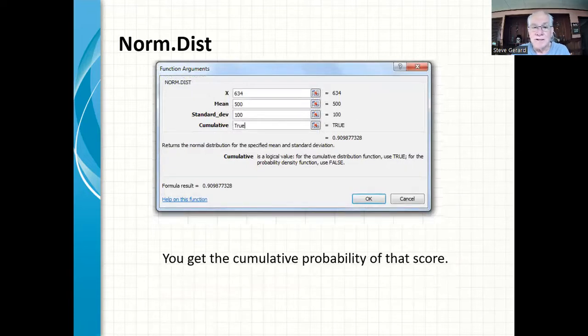For instance, I could put in 634 here as my raw score. This is the score I got. The mean of 500, standard deviation of 100. If I'm asking what's the probability of getting a score up to 634, it tells me down here it's about 91%. You get the probability, the dist function, the distribution. You get probability scores.